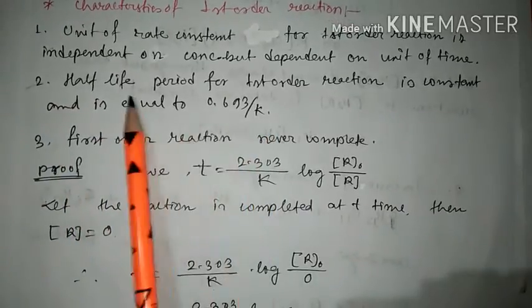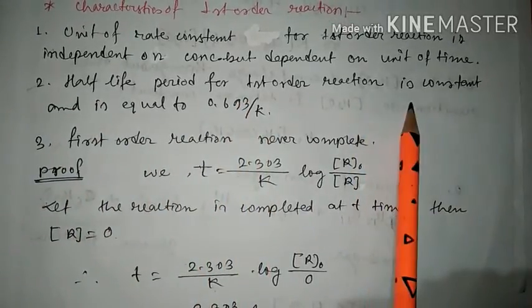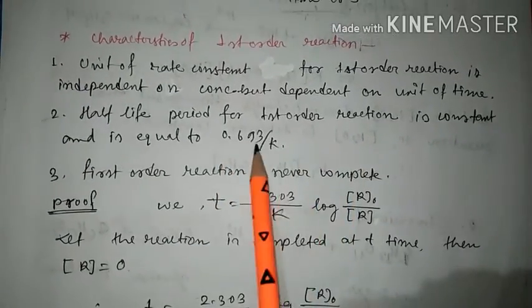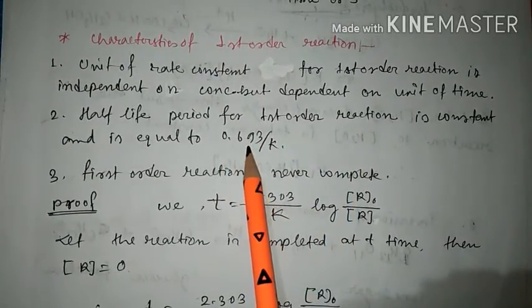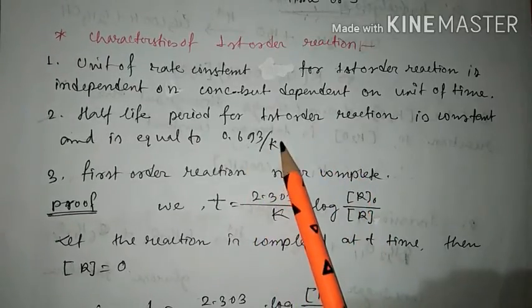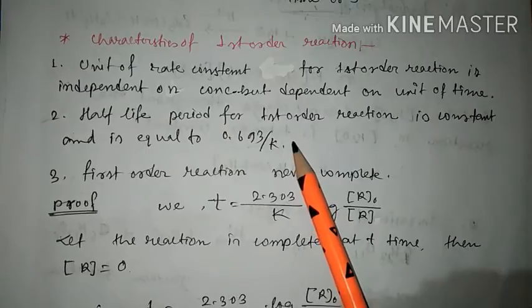Second thing, the half-life period of a first order reaction is a constant, equal to 0.693 by k. Since 0.693 is a constant, that means it is just a number. Another thing, k is also a rate constant.